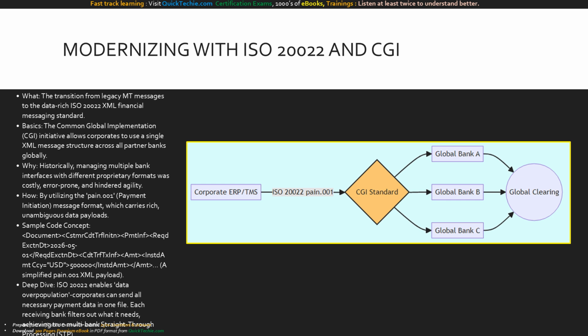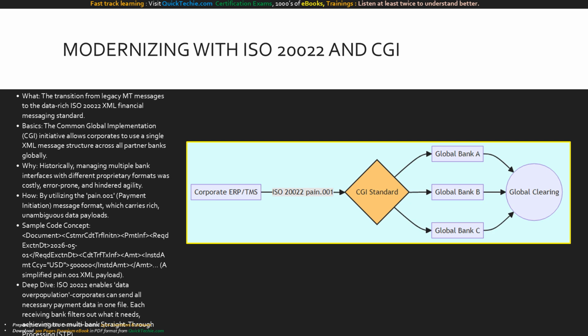Look at the sample code concept. This XML snippet clearly defines the execution date, the currency, and the exact instructed amount. Our deep dive reveals the power of data overpopulation. With ISO 20022, your treasury management system sends one massive, data-rich file. Every global bank receives the same file, and their systems automatically filter out only the data they need. This drastically cuts IT costs and achieves true straight-through processing.